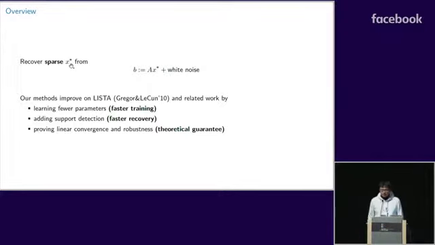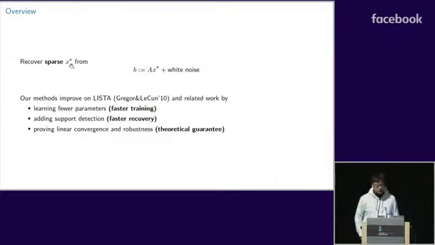We propose two improvements on LISTA, which was originally proposed by Gregor and LeCun in 2010, and some related works. Our model learns less than half the parameters of the original LISTA, so we have a faster training and more stabilized training process. We also add the support selection technique for better and faster recovery. And we also provide linear convergence and robustness analyses. Therefore, our method has theoretical guarantees.